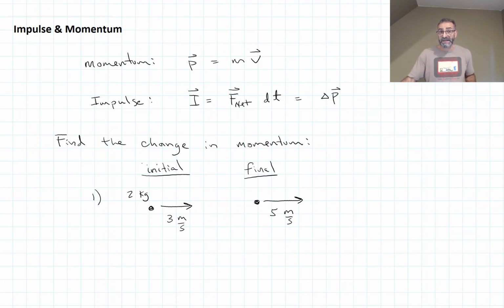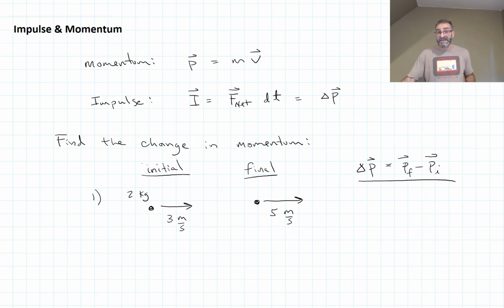First, use graphical vector addition. Remember how to do graphical vector addition? You add vectors tip to tail. Use graphical vector addition to find your change in momentum. And then just use your equation.